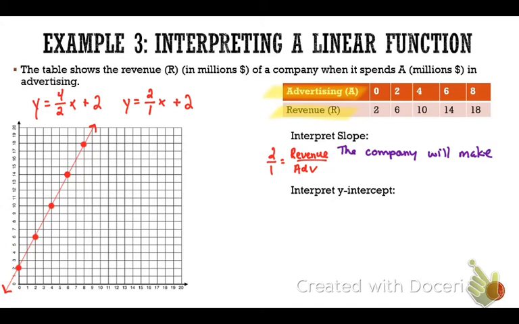$2 million. For? Every advertisement. Every how much? In revenue. Make sure you tell me it's revenue. For every how much? 1 million spent in advertising. Now, if that is going to directly translate, that's pretty good. All right, the company is going to make $2 million in revenue for every $1 million in advertising.